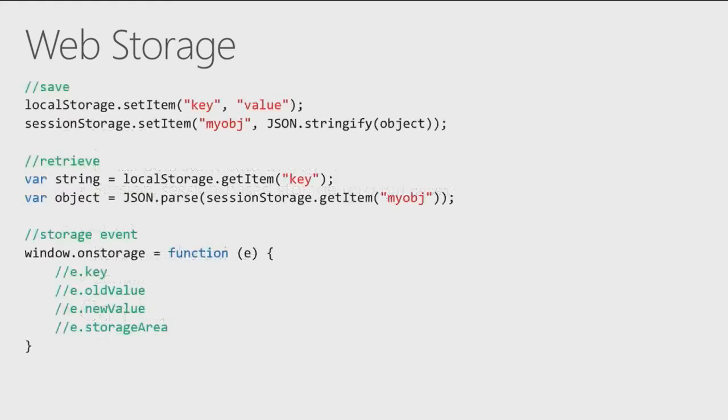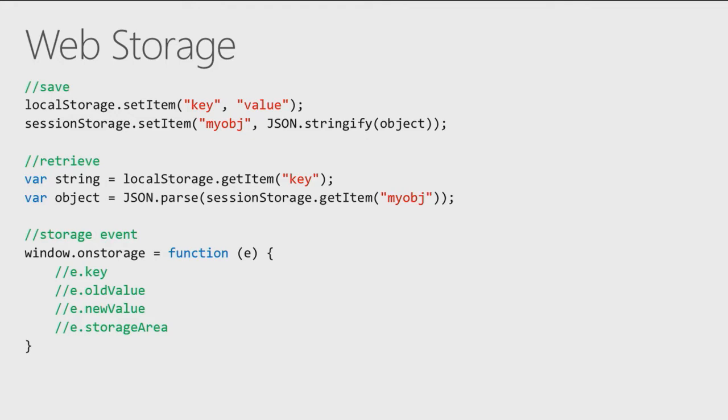Here's some simple code on web storage so you can see how ridiculously easy it is. We have a couple of lines up there, local storage set item and session storage set item, which allows you to put something in either local or session storage. You can see it's just a key value pair, so you could store something simple like a string, or you could store something complex like a JSON object. Notice I'm using JSON.stringify to serialize my object before I store it.